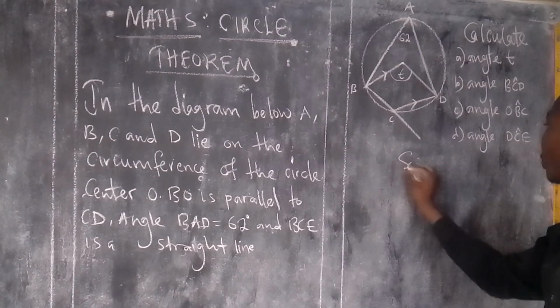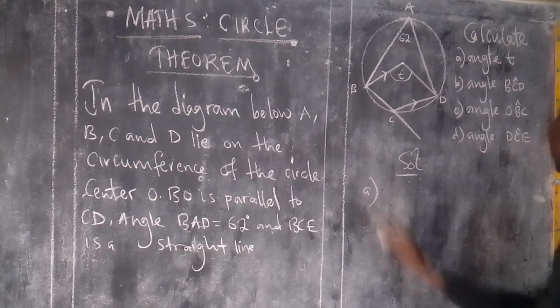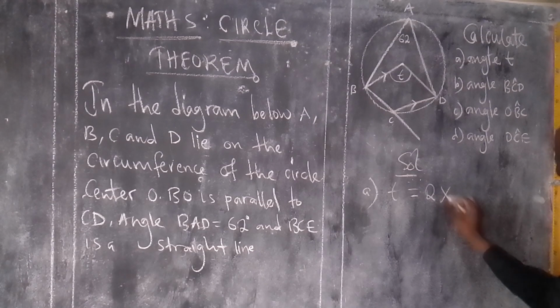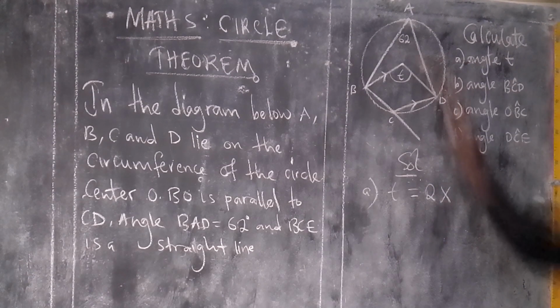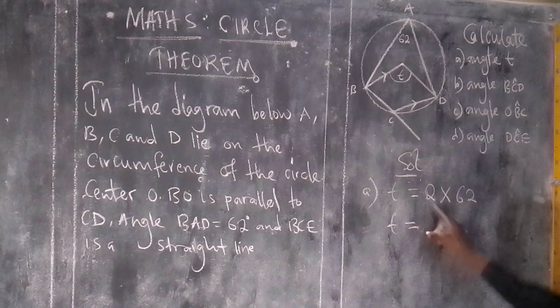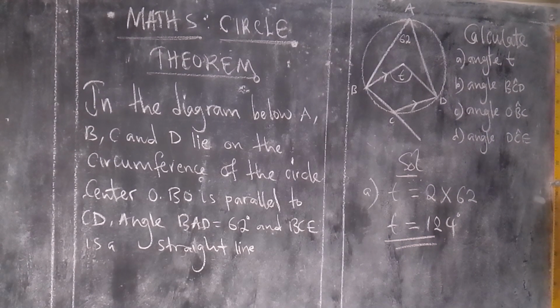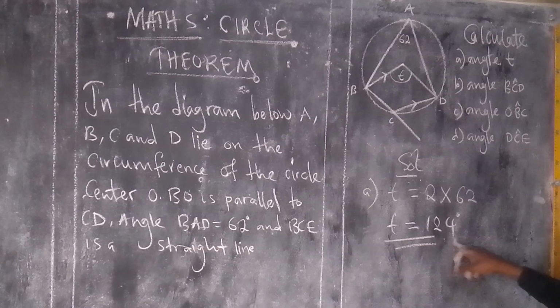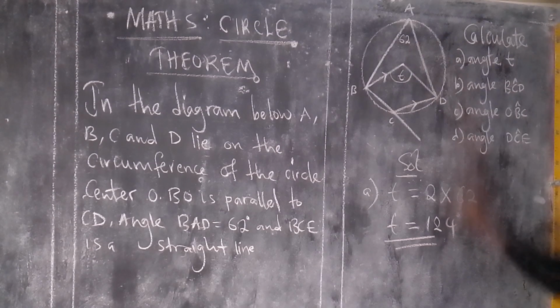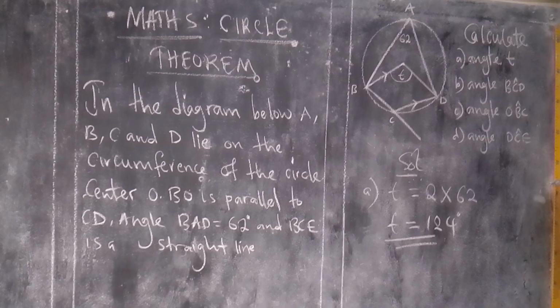So, for us to find T, we say T is equal to 2 times the angle on the circumference, which is 62. So T is equal to 2 times 2 to give us 4, and 2 times 6 to give us 12. So angle T is equal to 124 degrees. Why do we say it's equal to 124? Because the angle at the center is twice the angle at the circumference. So this becomes our answer on the first one.